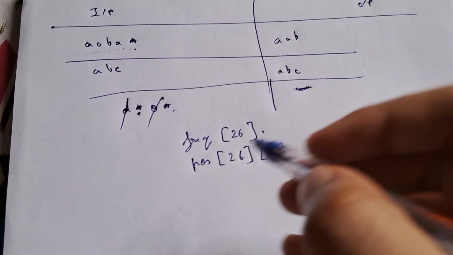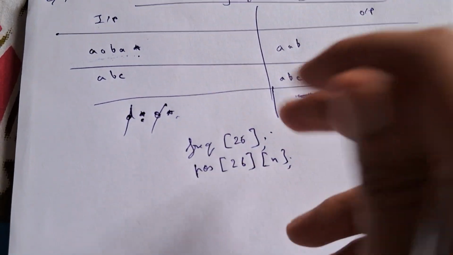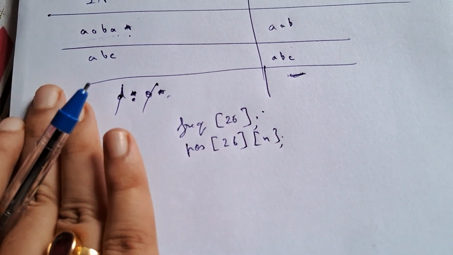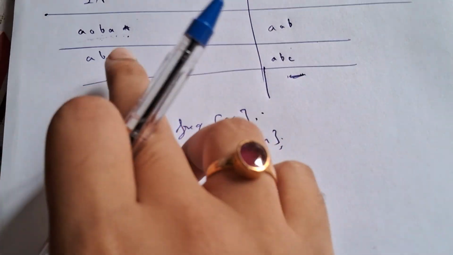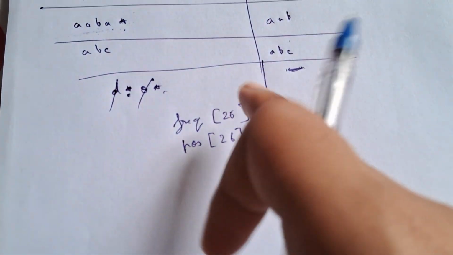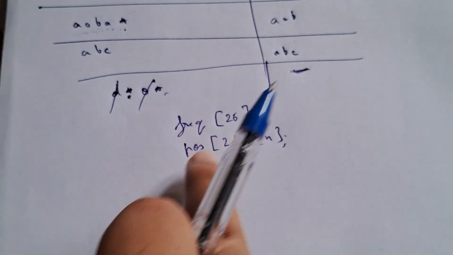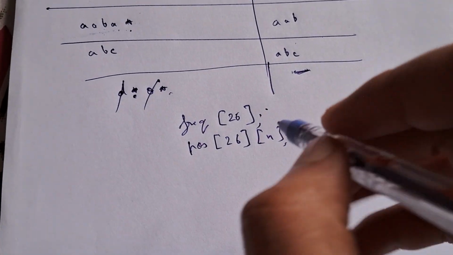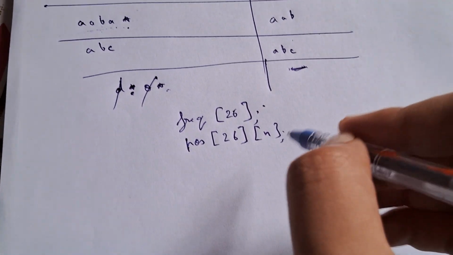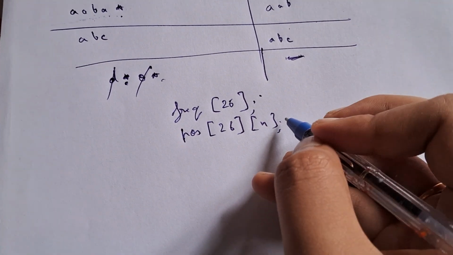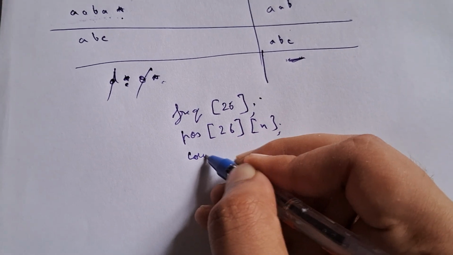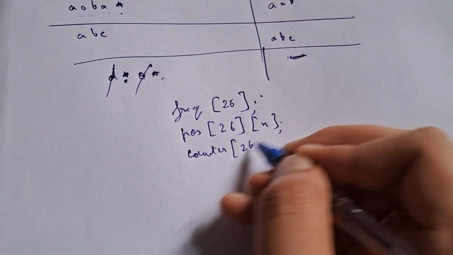What the frequency array is going to do, since we are traversing from left to right, is update the values of every alphabet. The position array is going to store the positions at which it occurs. And to use as a counter for this, you can make a counter array of size 26 also.